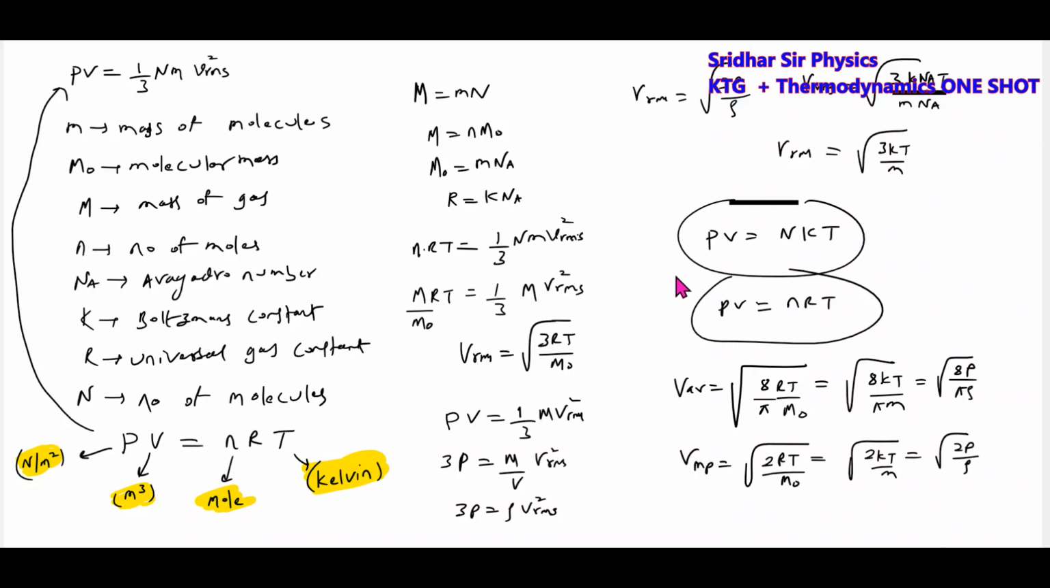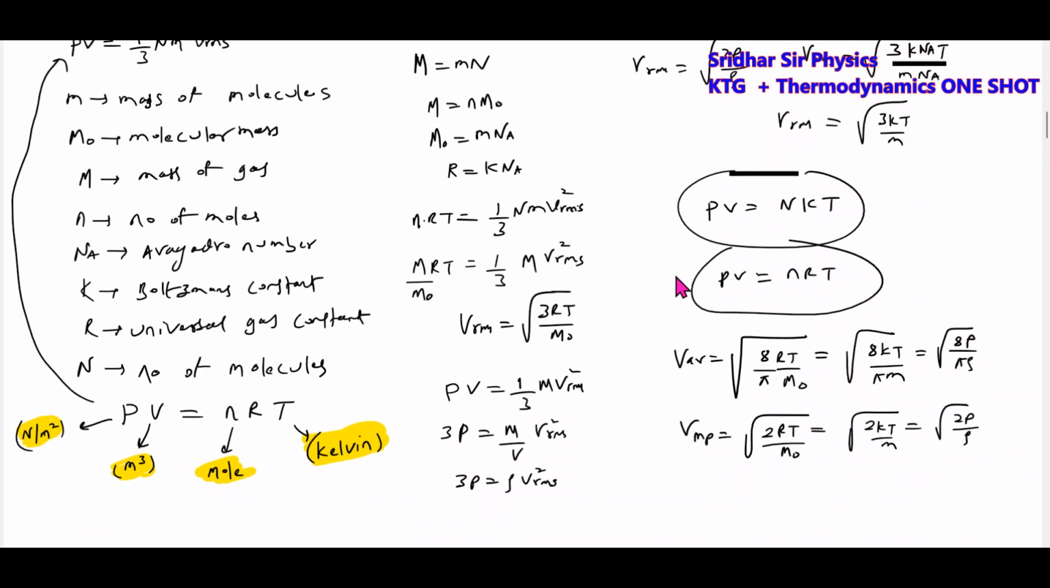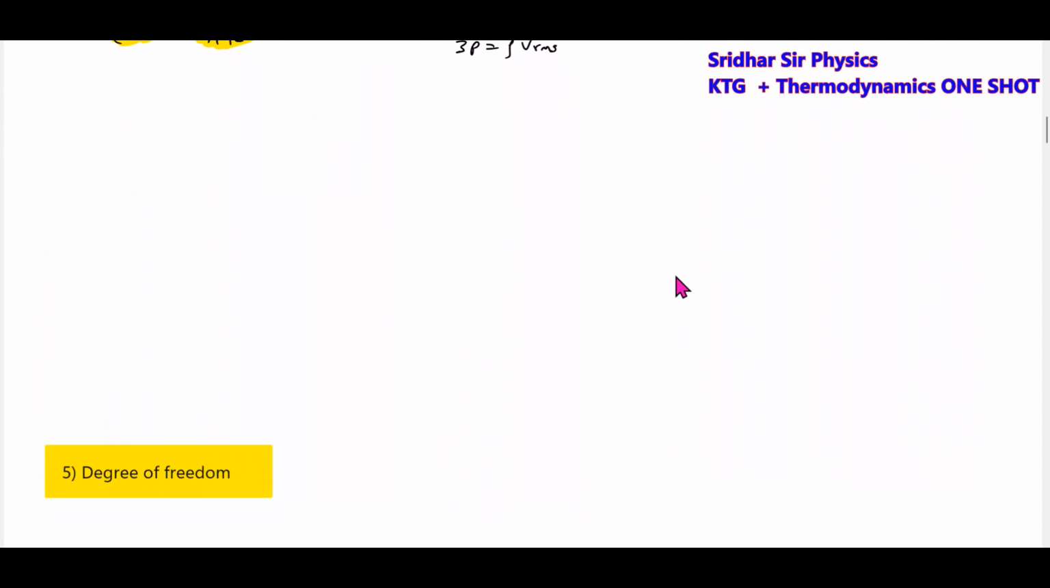Why are we calling it RMS speed? Let's have a small basic discussion on it, then we'll move on to the other concepts.